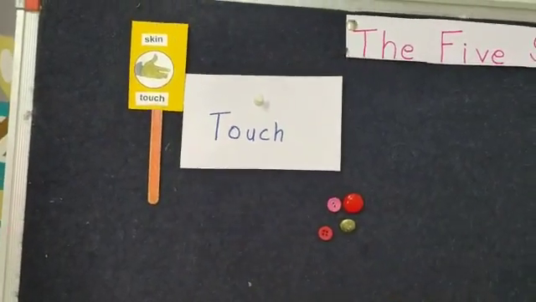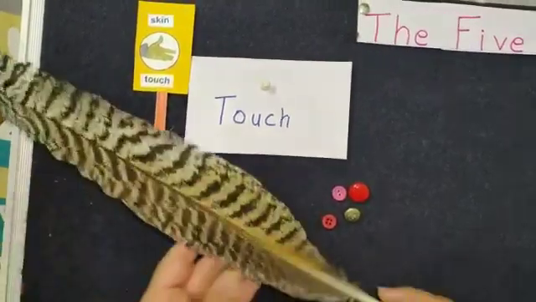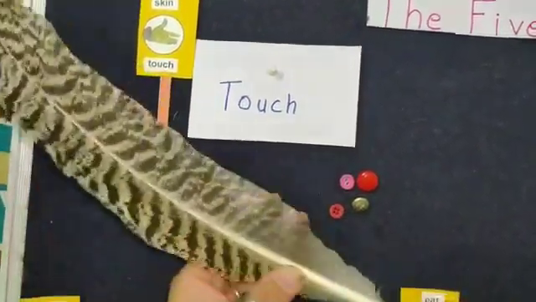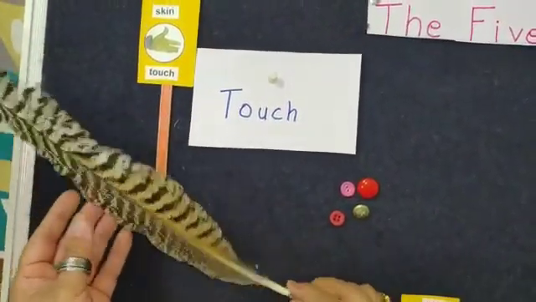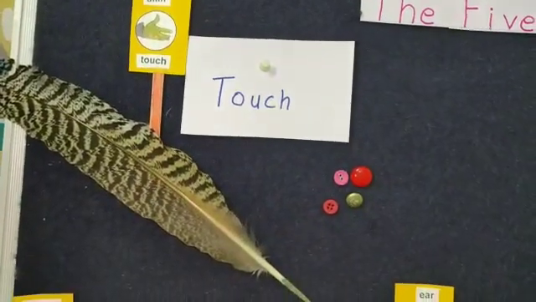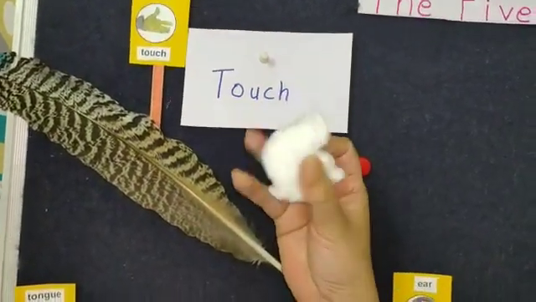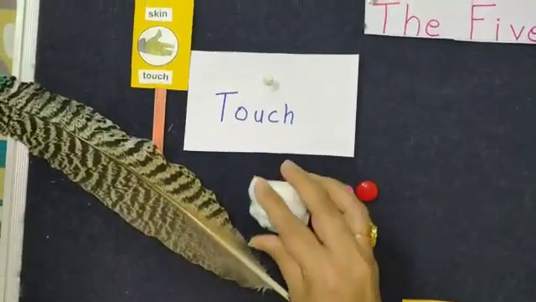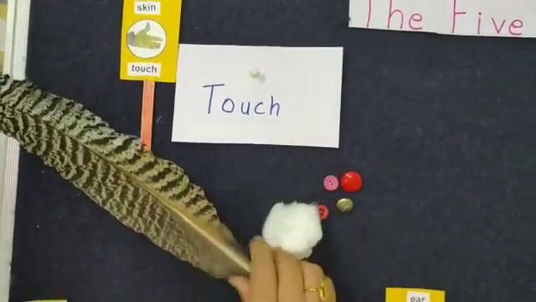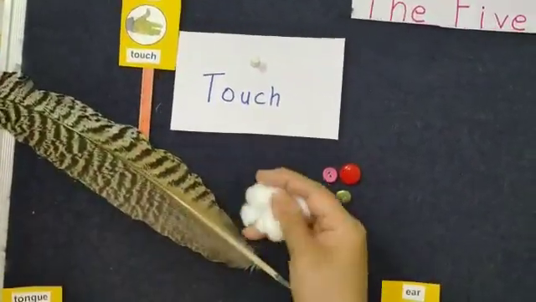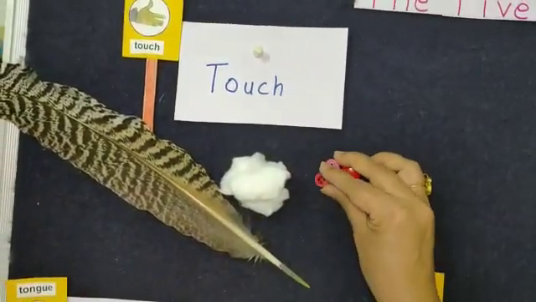Then what do I have here? Feather. We can feel this. Wow, look, you can touch this feather. And something soft you can touch, cotton. So these three items are for touch. You can feel the soft and you can feel this hard.